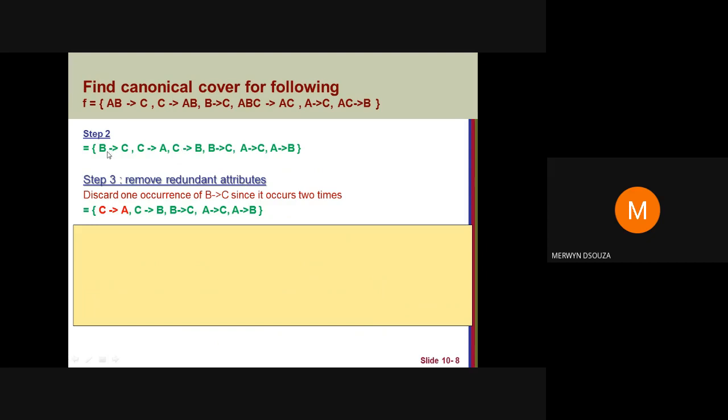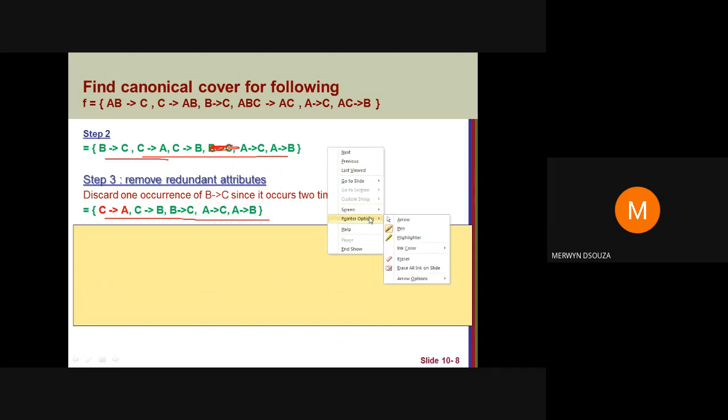Now you can see here the output of the second step, B determines C, was repeated twice. When you find something like this, you remove one. You don't need a repetition, so you can remove any one of them. After removing one, you write down all the remaining, and you will get something like this. So remove any one occurrence.